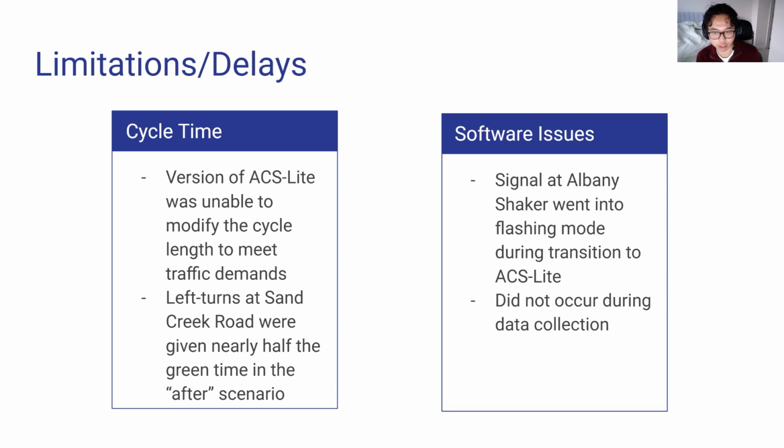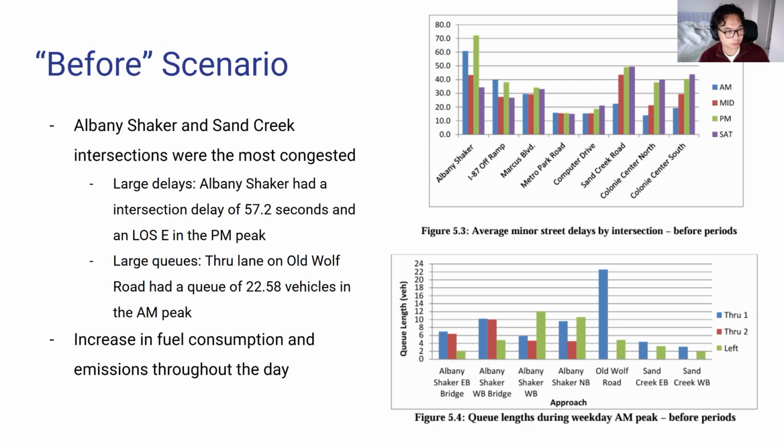There were also software issues, and this didn't directly impact any results, but just as something to note: with installing a new traffic signal control system, the signal at Albany Shaker went into flashing mode during the transition. So to go over the before scenario, data was collected before ACS Lite was installed and implemented, just to see how the corridor was currently operating.